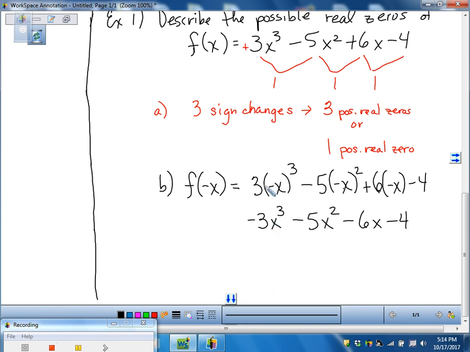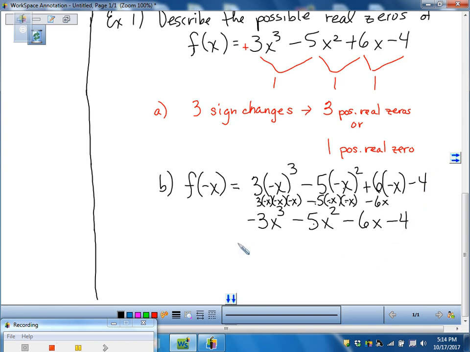If you're a little confused by this, try expanding it out. It helps. Negative x times negative x times negative x. You get 3 negatives, that makes a negative. Over here, negative x times negative x, again, I've got 3 negatives being multiplied, so I end up with a negative. This one you can see the 1 negative, so that became a negative. And this one, we didn't plug in a negative x because it was our constant term.